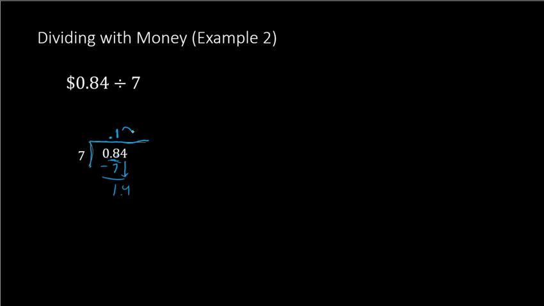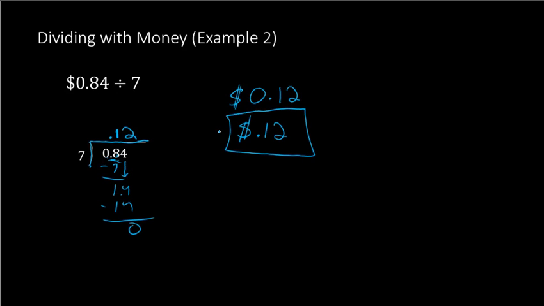14 divided by 7 is 2, so the 2 would go right here. Then you multiply 2 times 7 to get 14. Subtract, that gives you 0. So your answer is going to be 0.12, which is the same thing as $0.12. And you could just write it as 12 cents like this. That is the same thing. So that would be your final answer.